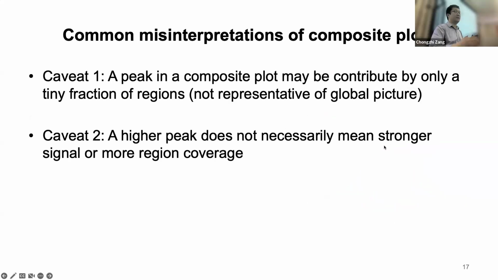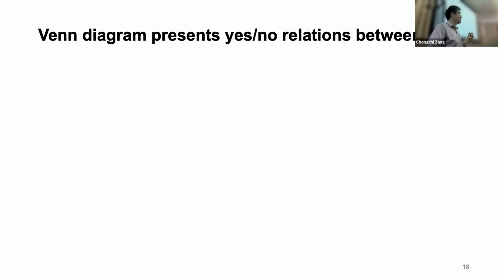It may be because certain regions have very strong signal, or it may also be because a lot of regions all share similar signal. So usually the composite plot is just for you to visualize whether the signal exists or not, instead of doing a quantitative comparison. So far, so good. Any questions?